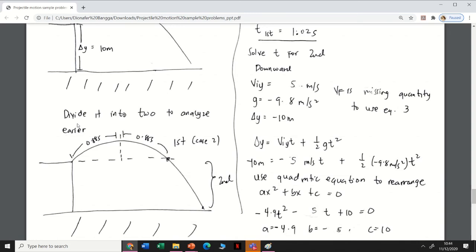So let's substitute everything first and then later on rearrange it into a quadratic equation in the form of ax squared plus bx plus c equals 0. Substituting all the values in here, you would have negative 10 meters for the delta y, equal to v_iy, which is negative 5 meters per second, times the time, since we are looking for that, plus 1/2 times negative 9.8 meters per second squared, and then of course your t squared.